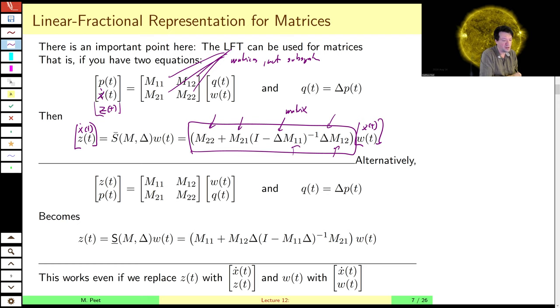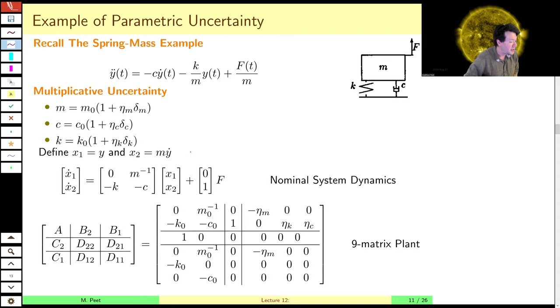For example, let's see, I've got it here somewhere. I'm getting ahead of myself a little bit. Say we have that mass spring system right here, and we express it in terms of its normal A matrix. And we would like to add some uncertainty to these parameters, and we have a model for those uncertainties.